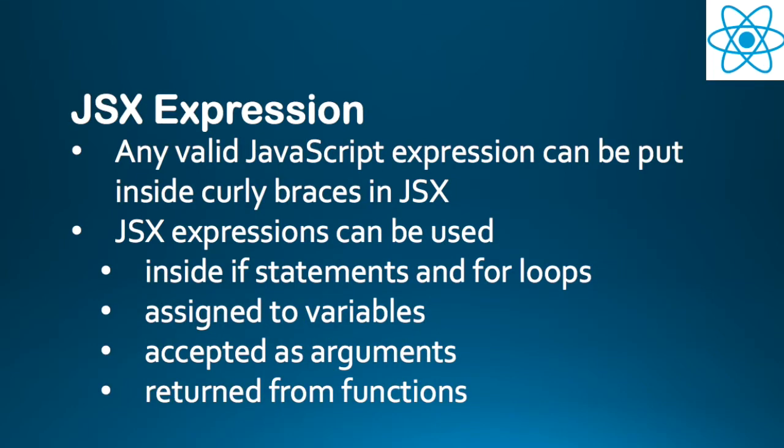Then there is this concept of JSX expression. So a JSX expression is a way to use a JavaScript expression in JSX. Any valid JavaScript expression can be put inside curly braces in JSX. JSX expressions can be used inside if statements and for loops, assigned to variables, accepted as arguments, returned from functions. So typically, like any other parameter, any other variable, any other data type, we can use JSX expressions. So let us go through a few examples and these concepts will start becoming clearer.